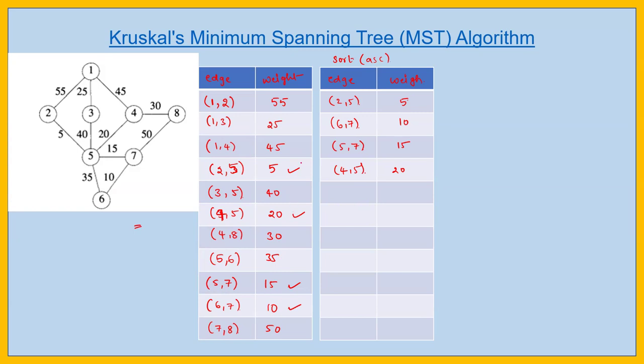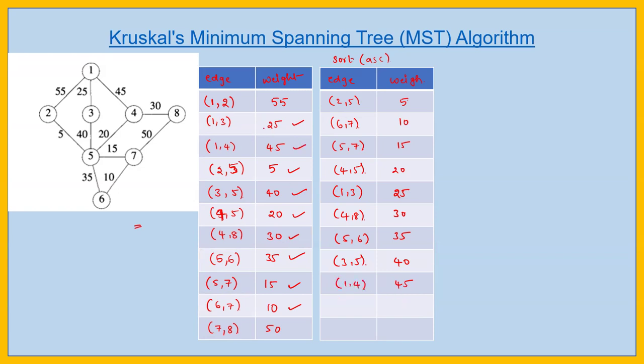Next is 25, and its edge is 1 comma 3. Next, where is 30? 30 is this one, and its edge is 4 comma 8. Next, where is 35? 35, and edge is 5 comma 6. Next, where is the 40 edge? This is the 40 edge, and its edge is 3 comma 5. Next, 45. This is the 45, and edge is 1 comma 4.